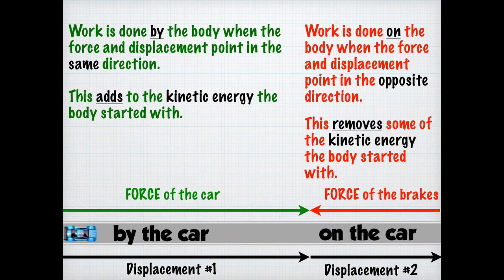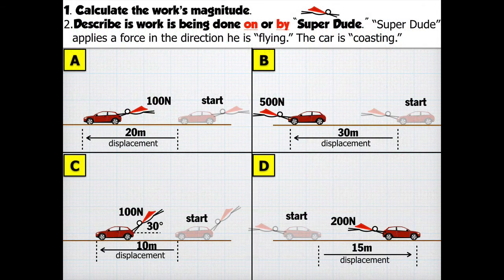So let's have a little bit of practice with our on and by. In this example, let's calculate the work's magnitude, which we've done before, and we're going to describe the work as being done on or by Super Dude. Super Dude applies a force in the direction he's flying, and the car is coasting. So the car is not adding any energy to this problem itself with the engine or anything. Okay, pause and see if you can come up with how much work is done, using the phrase on or by Super Dude.